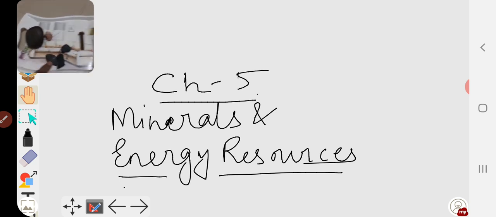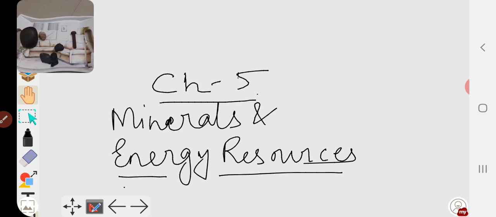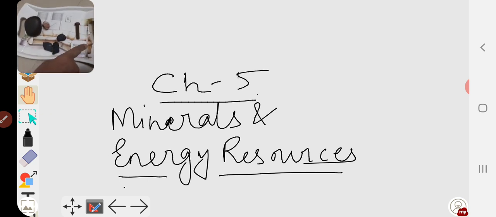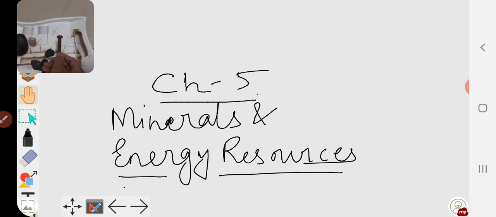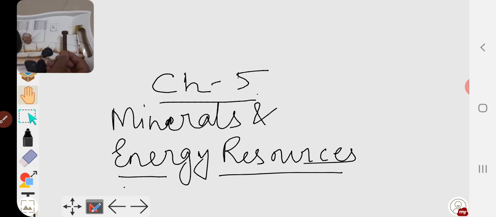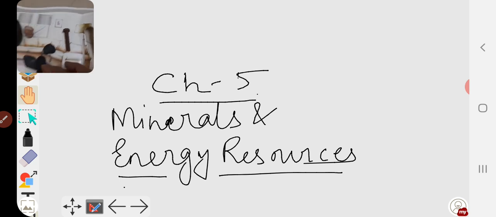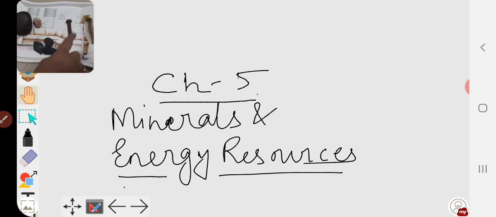So, today the chapter that I'm going to start is chapter number 5, Minerals and Energy Resources. Now, what are the topics that I'm going to discuss? What is the difference between a rock and a mineral? What is the definition of a mineral? What is the importance of this mineral? What are its general characteristics? And who basically is involved in the study of this mineral? And we can get the difference, a type of this one mineral and that mineral. So the last topic will be classification of minerals.